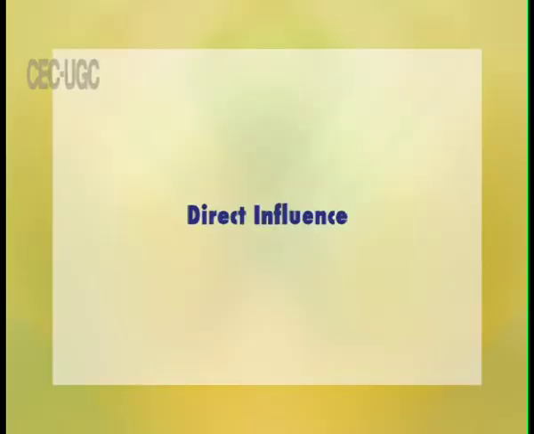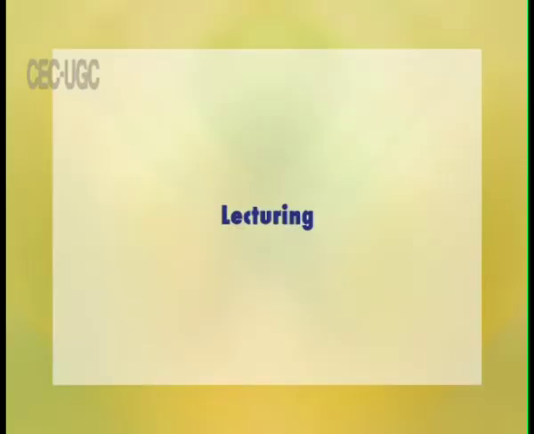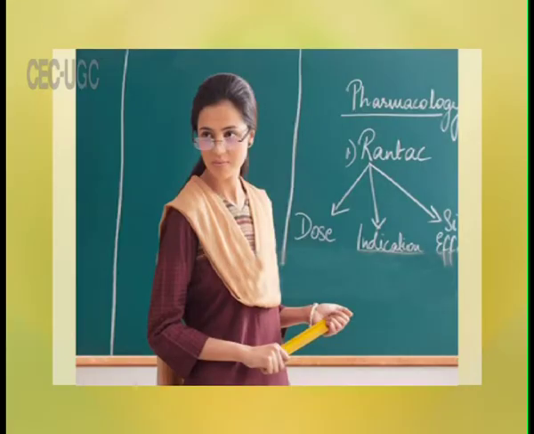Now students, let us discuss category B, that is direct influence. The first behavior of the teacher is lecturing. This is the fifth category of the system. It is the verbal communication that is used by the teacher to communicate facts, information or principles to the pupils. Explanation of various concepts is also given by the teacher through his behavior.